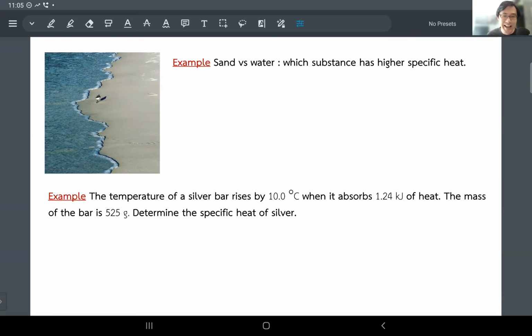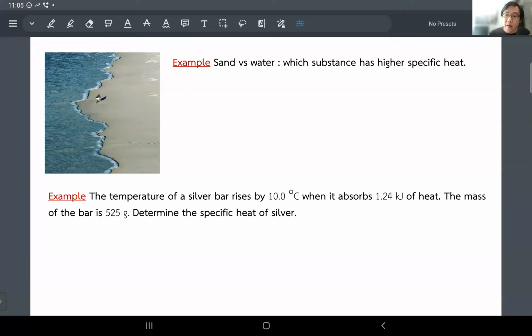Just kidding. Sand, okay, sand has a higher specific heat, right? Anybody else, participate a bit? Water and sand. Okay, it's kind of 50-50. Oh, okay, water and sand, water and sand.